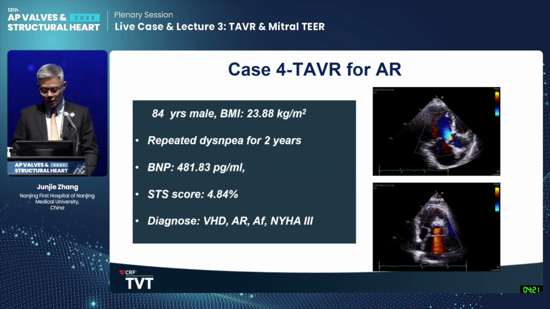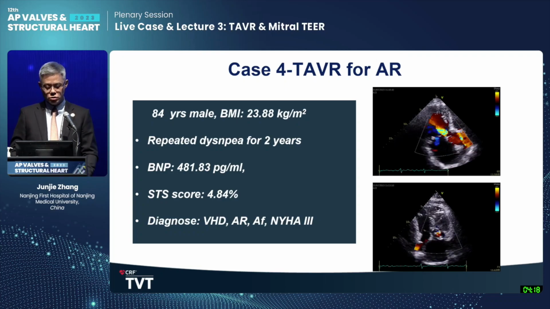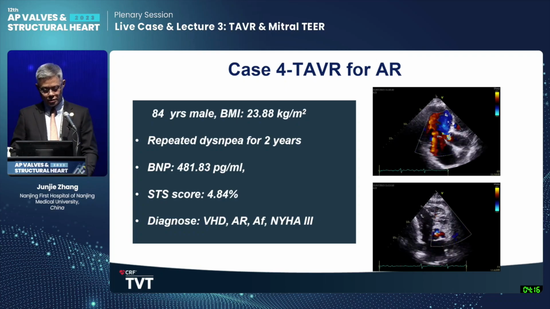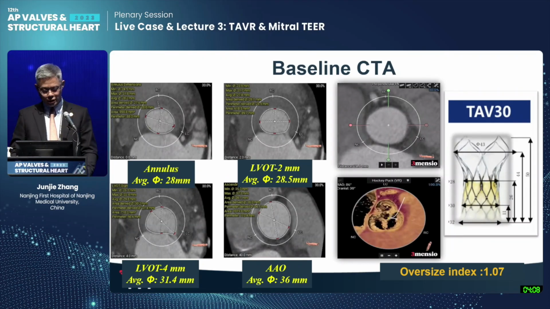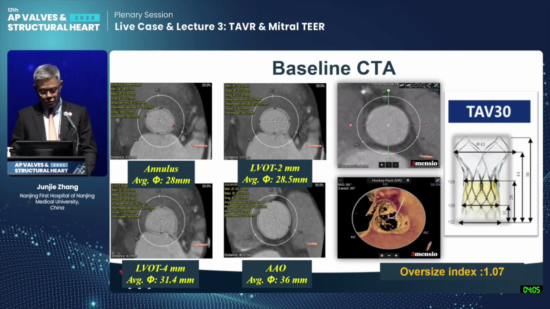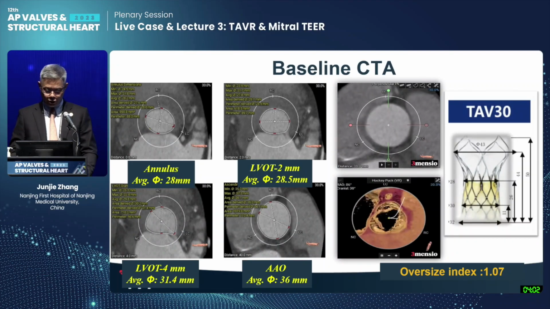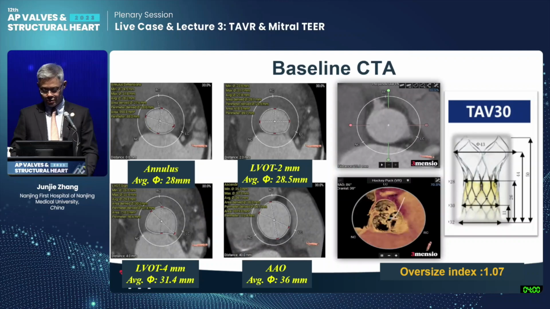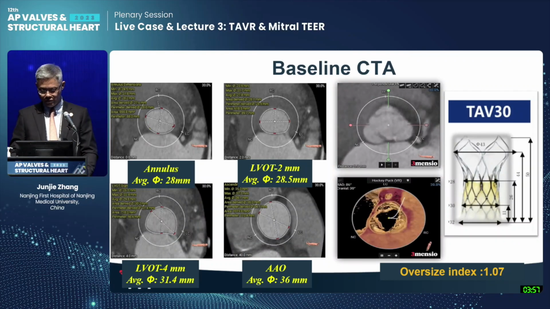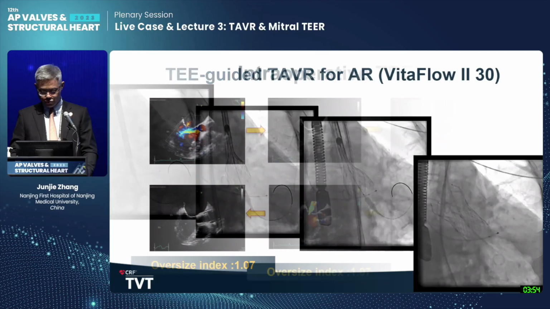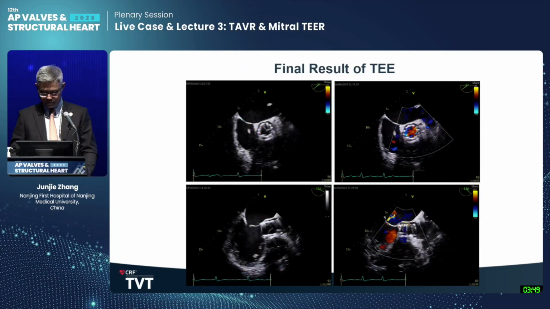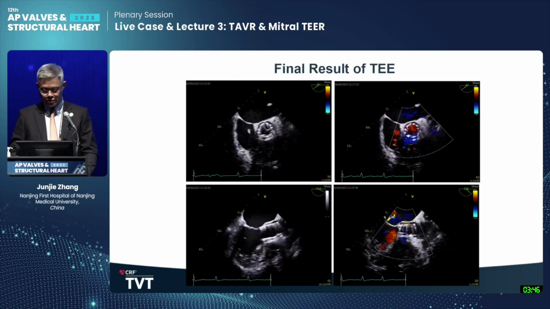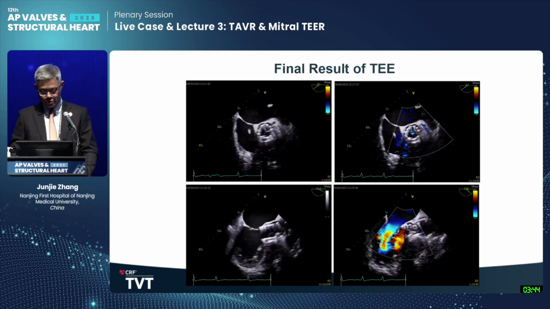This is a recent live demonstration from our center. This is an 84-year-old gentleman presenting with heart failure with a severe AR. This is also the CT analysis. The annulus diameter is 28 millimeter, and the LVOT was up to 31 millimeter, a dilated aortic root. And the decision was still made to select the VitaFlow 30 millimeter valve. The final result is good. The patient was discharged 3 days after the procedure.